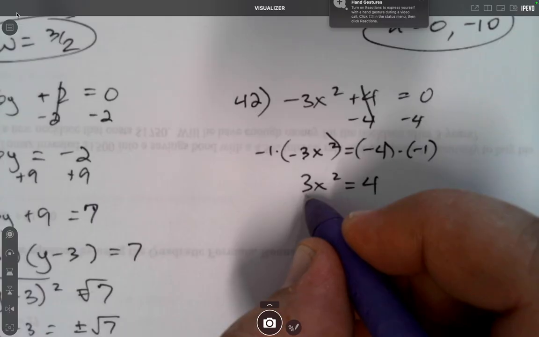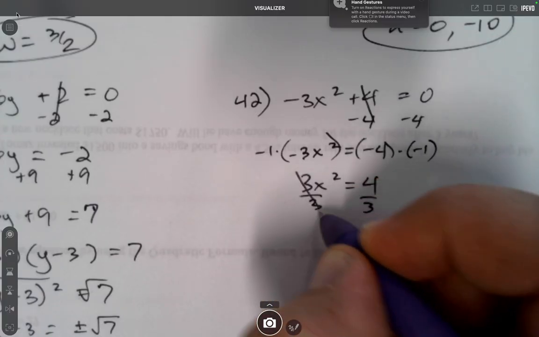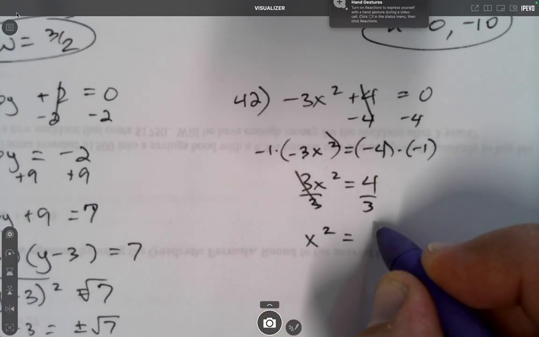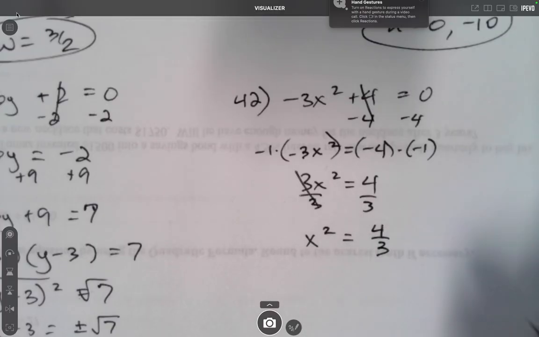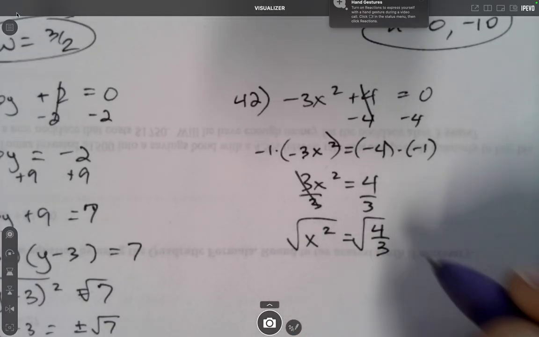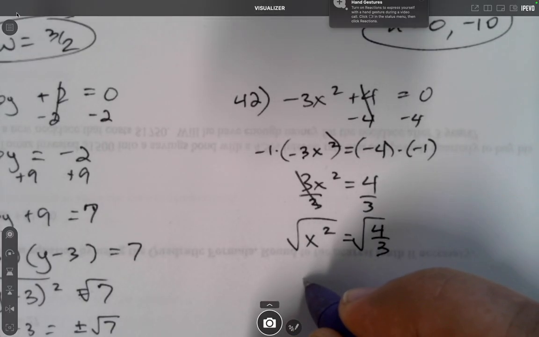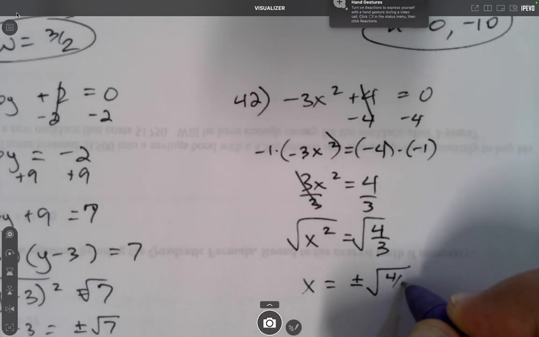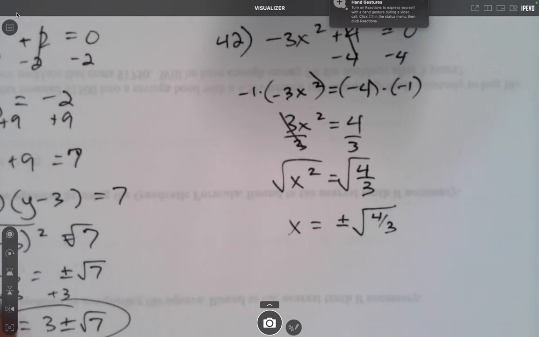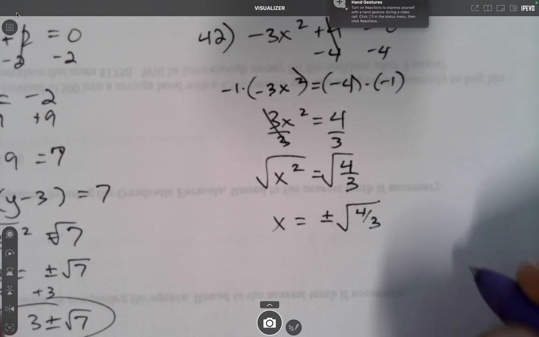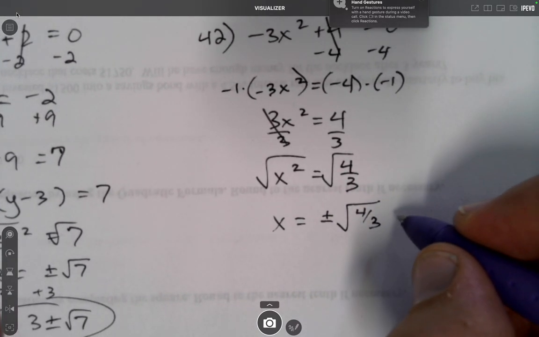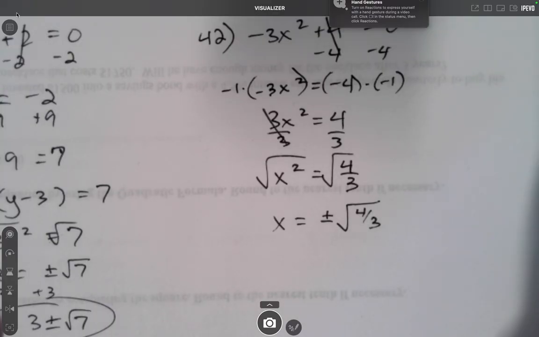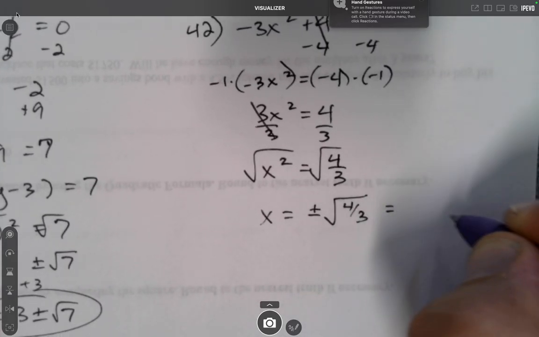We can just divide both sides by 3. And then take the square root of both sides. So we get x equals plus or minus the square root of 4/3. And this is enough work already. I think I'd probably take full credit for this. All right, I'd give you full credit for this, but technically we should go farther.